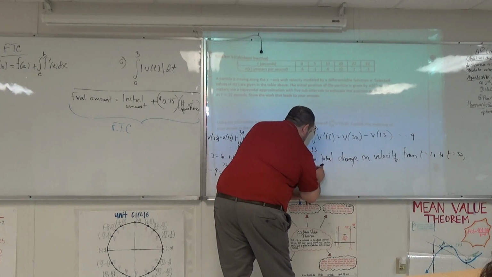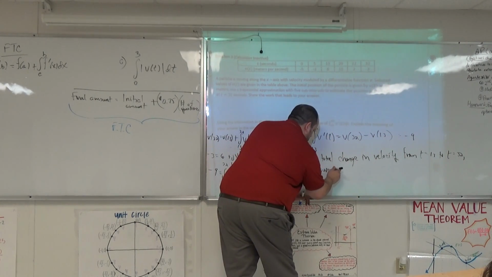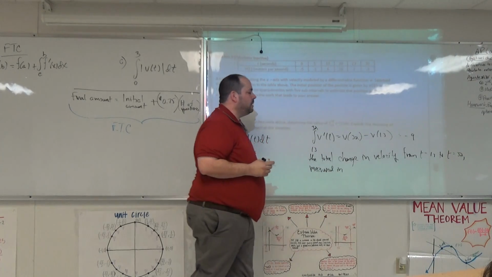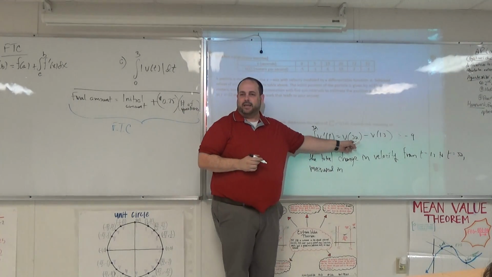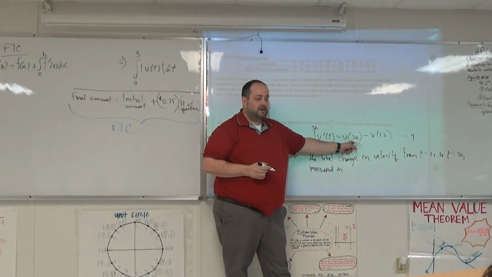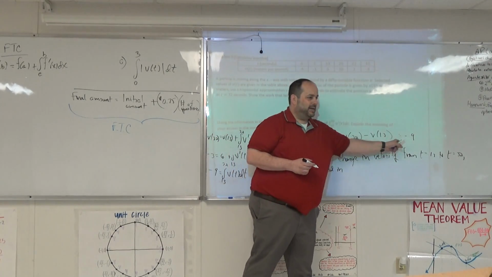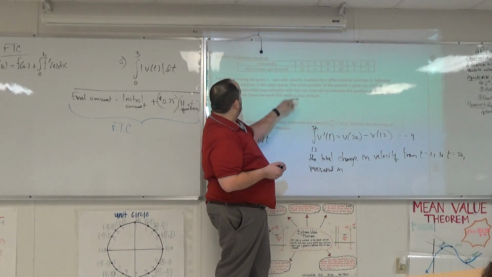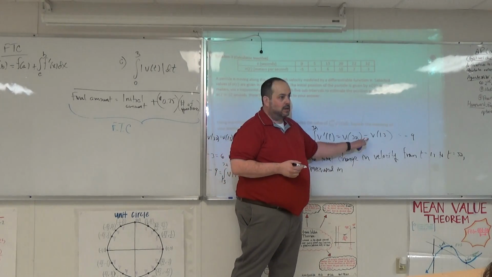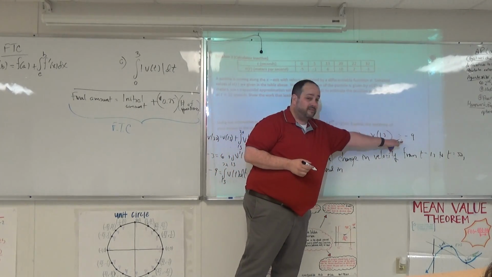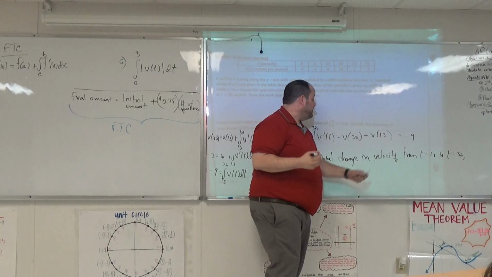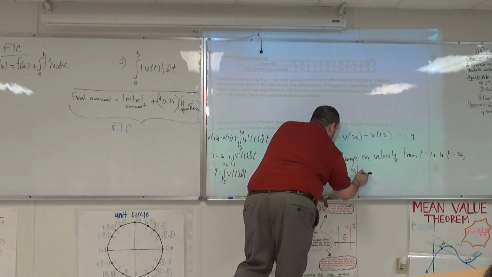And what are we measuring in here? Meters? Not meters. No, meters per second. Right, the units of meters don't make sense here. You're measuring velocity minus velocity. So this is meters per second. Meters per second, so that -9 has to represent meters per second.